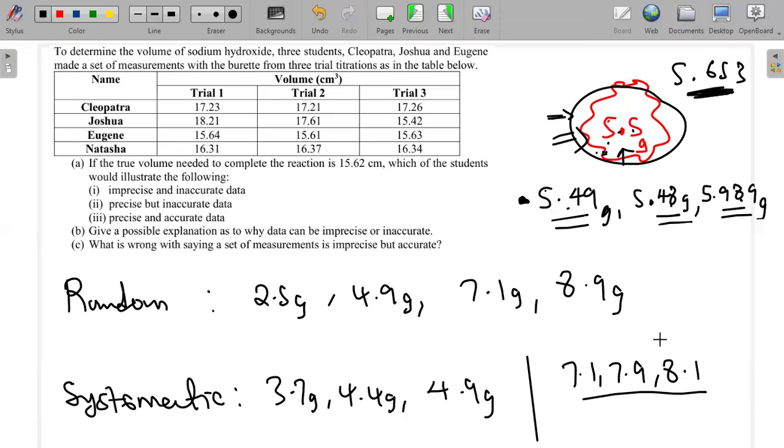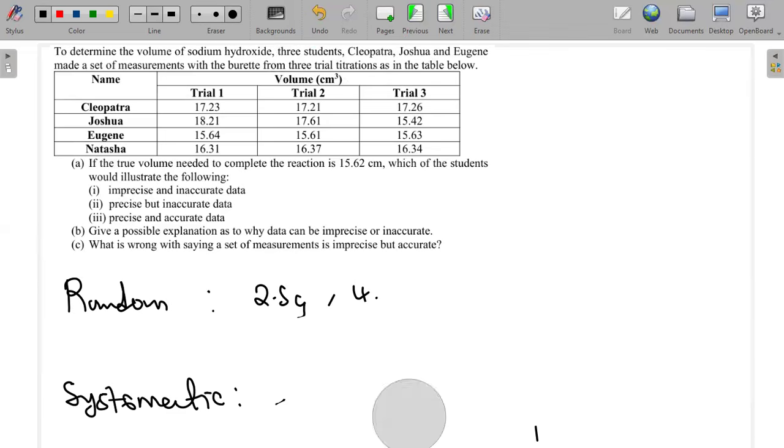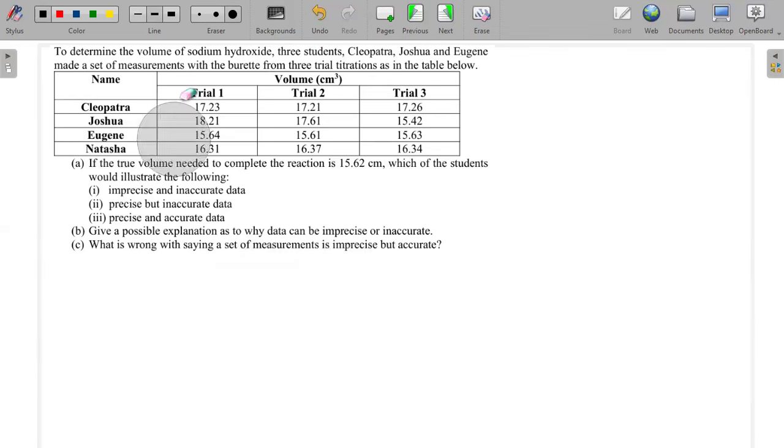All right, so now that we know that, we can go back to this question and answer it confidently. Let's do that. The question says: to determine the volume of sodium hydroxide, three students, Cleopatra, Joshua, and Eugene, made a set of measurements with the burette from three trial titrations in the table below.